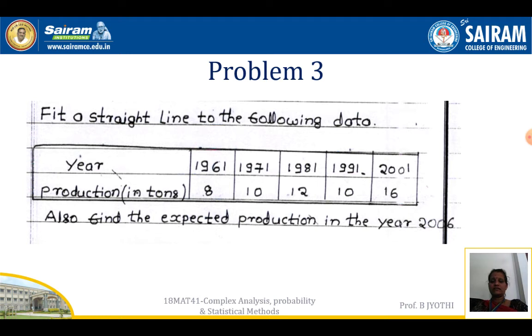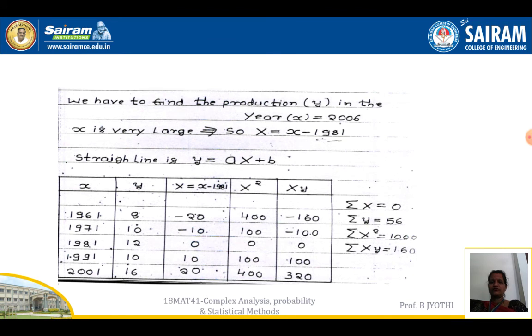Here, since the data is very large, year cannot be considered as x. We need to consider one of the midpoints. Here we can observe there are totally 5 points. So 81 has to be used as the midpoint and we rearrange them as x values. Let's see the solution. We have to find the production y in the year x equals 2006.